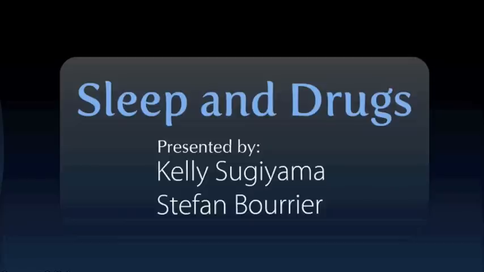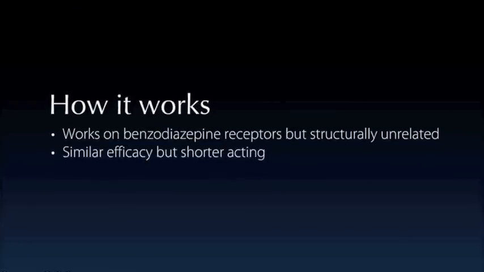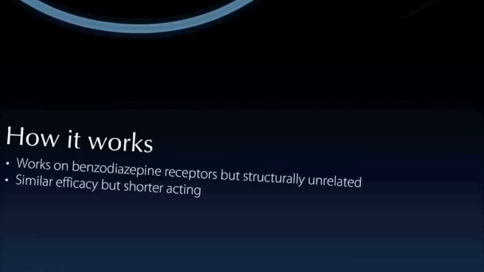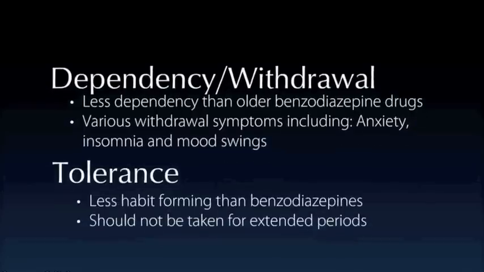from each drug class. The Z-class drugs are non-benzodiazepine hypnotics that work on benzodiazepine receptors but are structurally unrelated to benzodiazepines. This class exhibits a similar level of efficacy but are shorter acting. Side effects vary between each drug and include dry mouth, abdominal pain, headache, and nausea. Dependency among Z-class drugs varies, but is consistently less pronounced than observed among benzodiazepines.